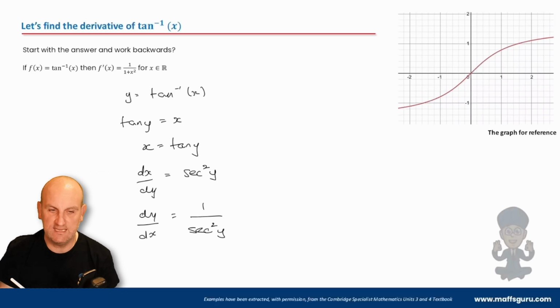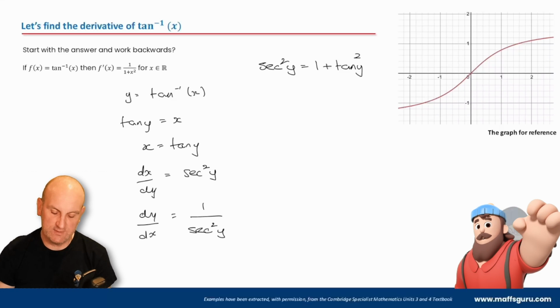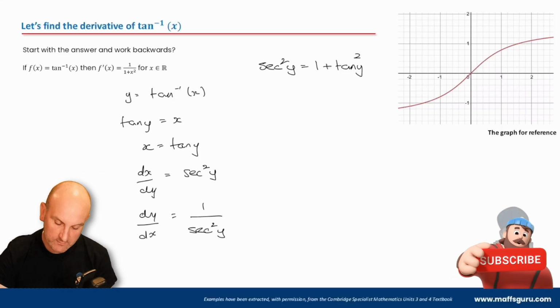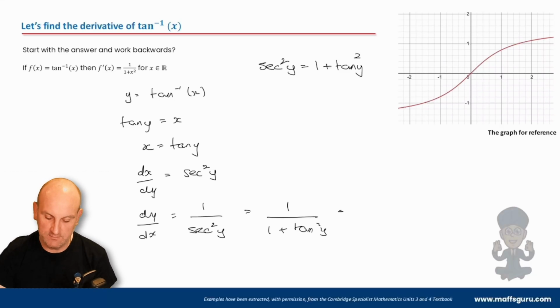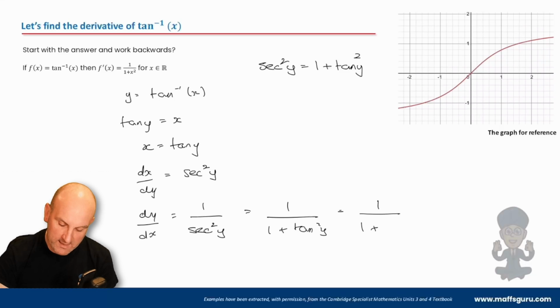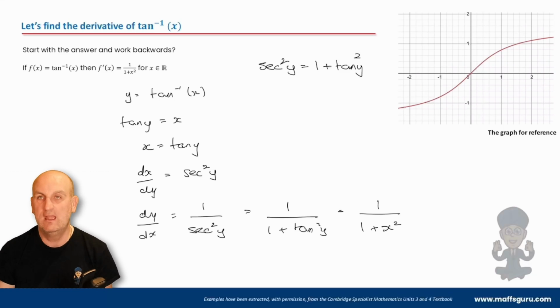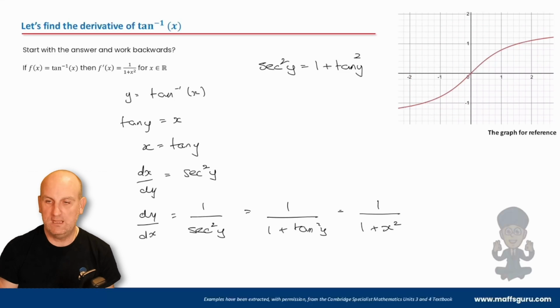Well, we know that sec squared is 1 plus tan squared of y. So in which case we get that as 1 on 1 plus the tan squared of y. And again, much like we did previously, if we know that tan of y is x, tan squared must be x squared. And so we get 1 on 1 plus x squared. And in this situation, because we've got a pretty little sketch here, x values are all real values.